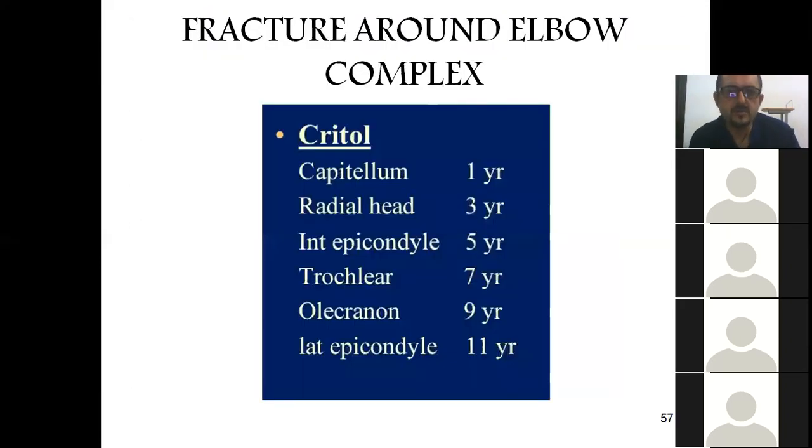Fractures around the elbow, remember the ossification centers. It can be remembered by CRITOE: capitellum at year 1, radial head at year 3, internal epicondyle at year 5, trochlea at age 7, olecranon at 9, external epicondyle at 11. So, 1, 3, 5, 7, 9, and 11. So always remember it.